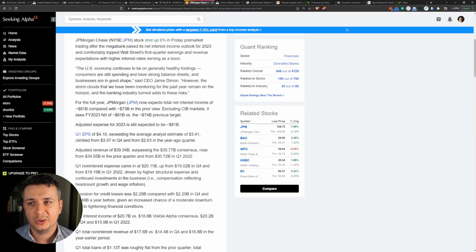Their outlook for 2023 was also very, very strong, although the CEO did try to temper the optimism a little bit, saying that there is a chance that the banking turmoil that we've seen very recently with SVB and other banks could create challenges in the near-term future.